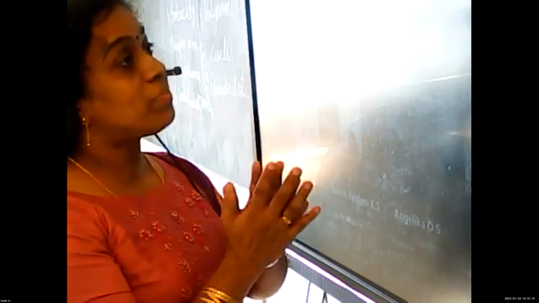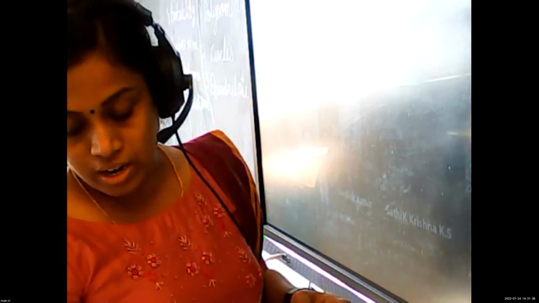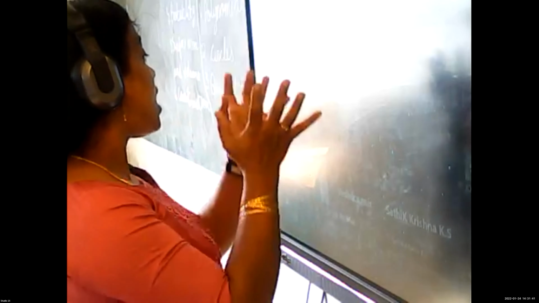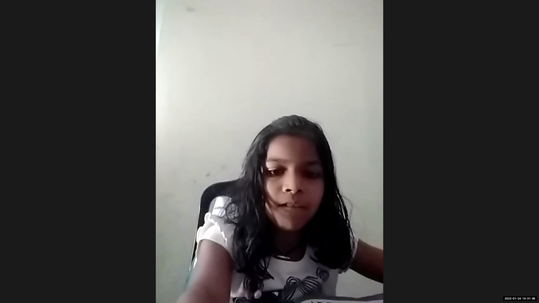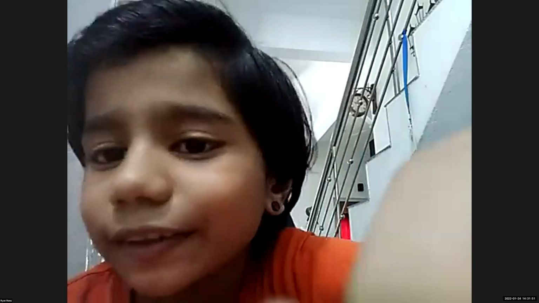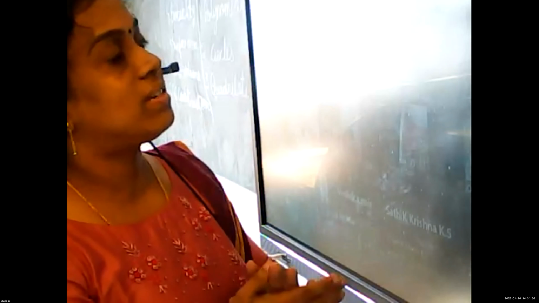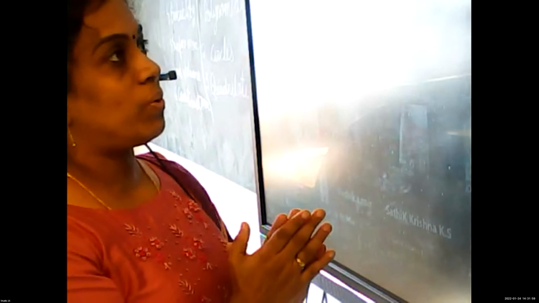What are the functions of a stem? The stem will support the plant. Yes or no? Yes. The stem will support the plant and help the plant to stand upright. And what are the other things? Food. Stems will carry the food to the different parts of the plant. So these are the functions of a stem.